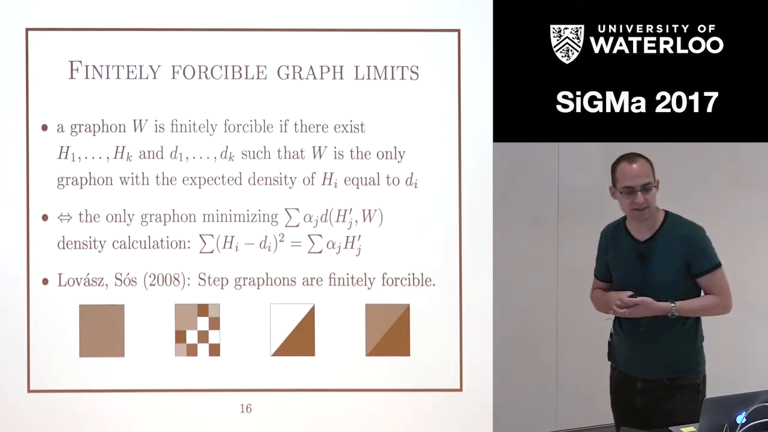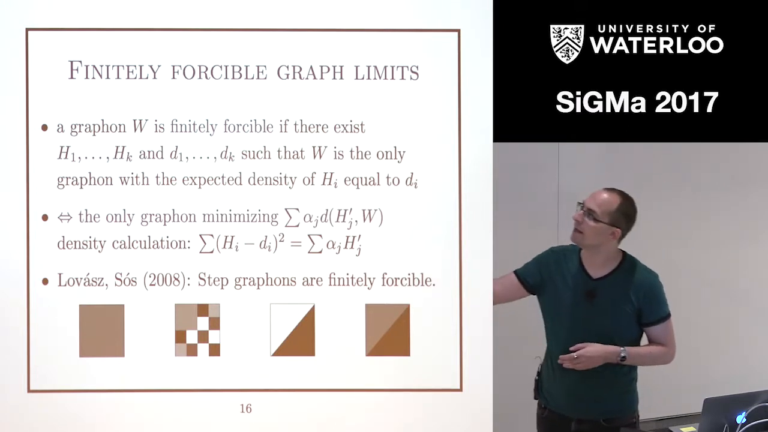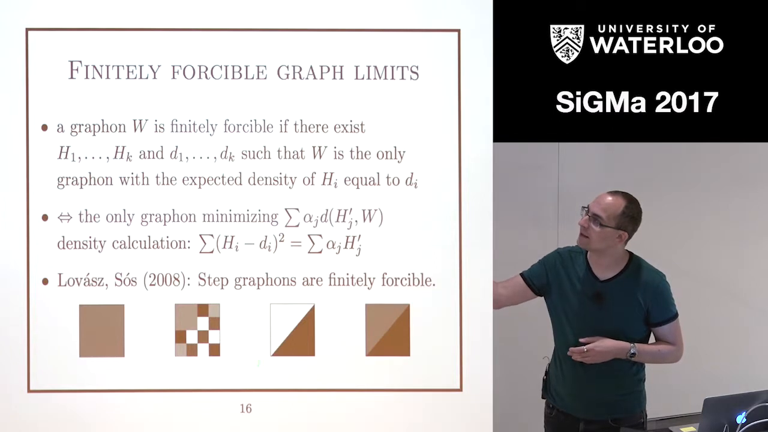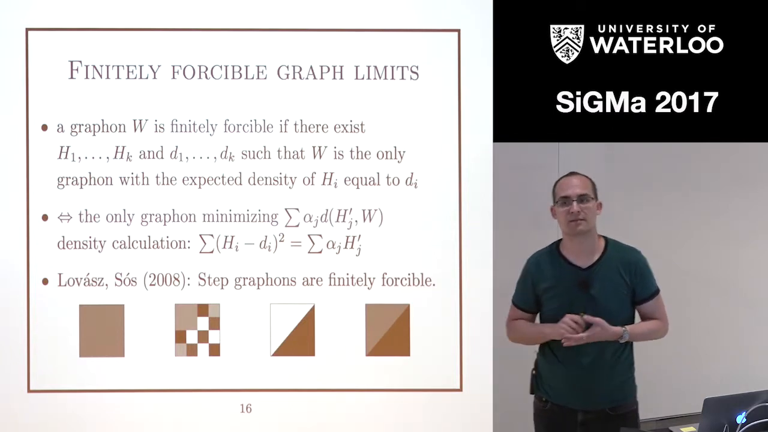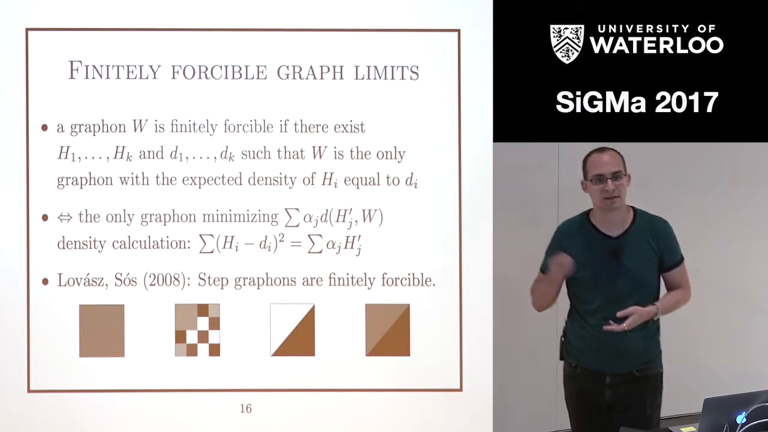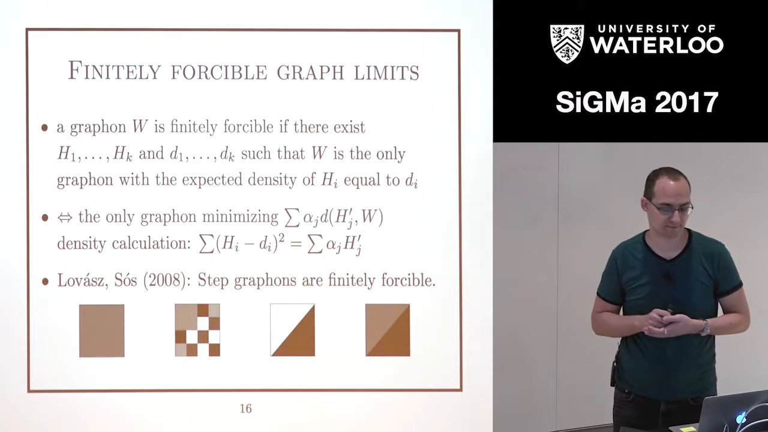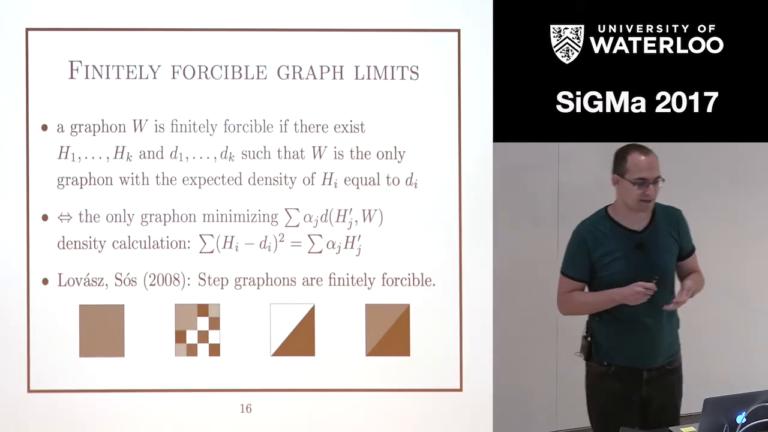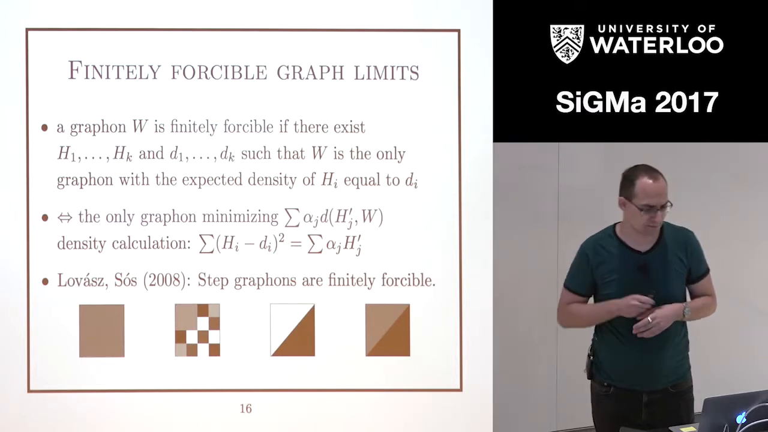And the extension of this result due to Lovász and Sós says that any step graphon, any graphon which is a grid-like graphon constant on each of the cells of the grid, is finitely forcible. So if you're a statistician, you would call these graphons stochastic block models. And there have been various other examples of finitely forcible graphons. I put here 2 more pictures.